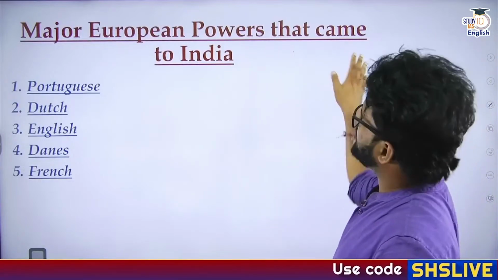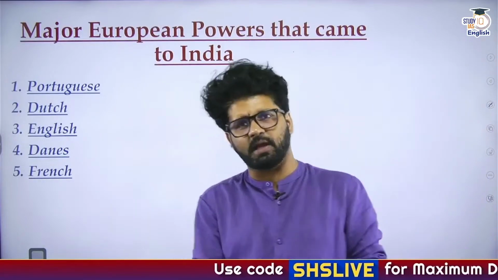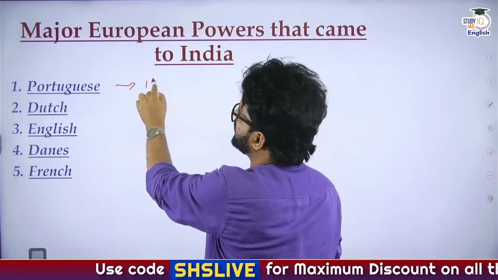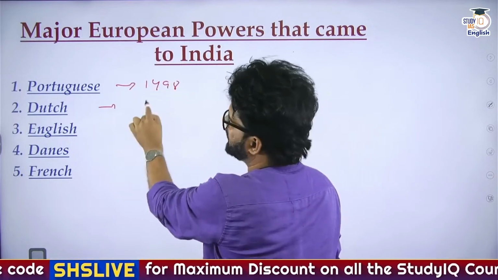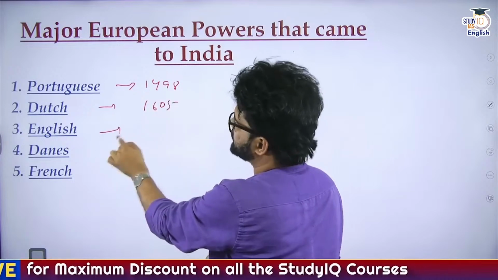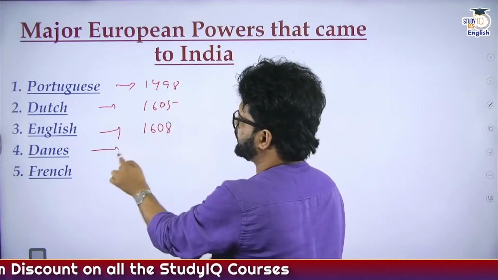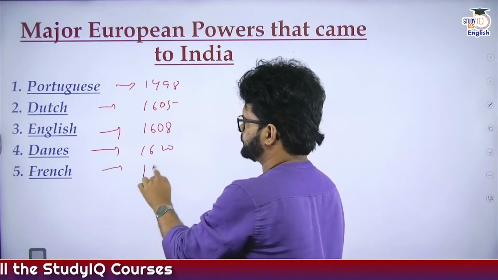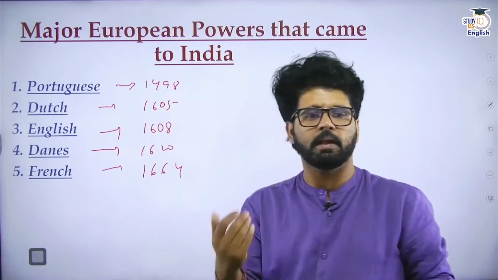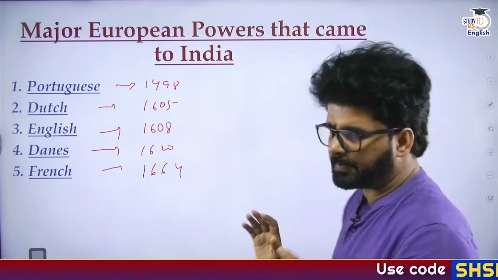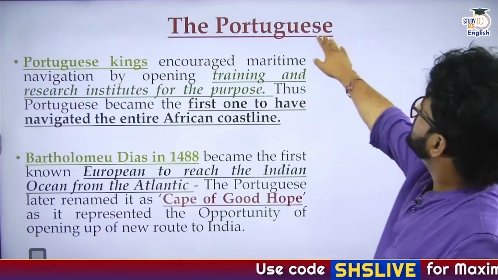Major European powers that came to India. This is the order in which they came also. We have discussed this, and you have to remember the years in which they came. They can always give you a chronology question. 1608, 1620, 1664. So French came last. And this we have to keep in mind. Let's move on. Then the Portuguese people.